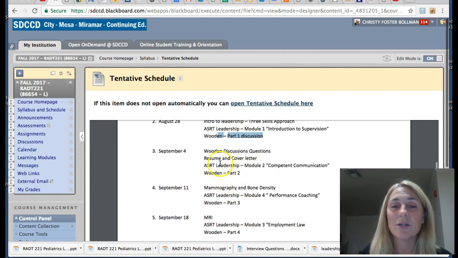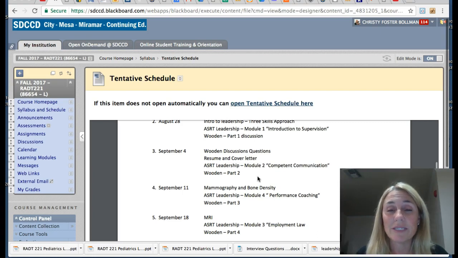Also, you're going to start working on your resume and your cover letter. Rough drafts. I don't expect it to be polished up. I don't expect it to be perfect. I expect it to be a rough draft. So I'm going to take a look at them, I'm going to mark them up, and I'm going to send them back to you and tell you areas where you can improve, okay? It's not a grade per se, it's just checked off that you submitted it.